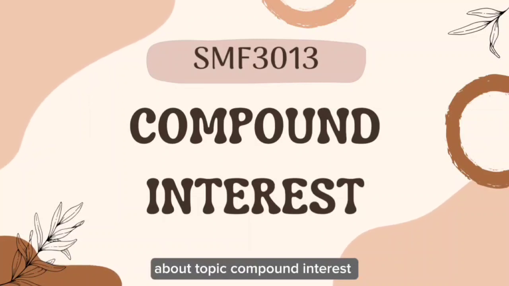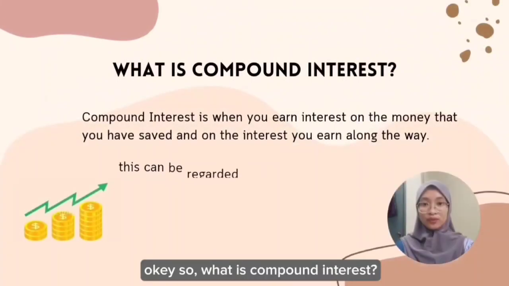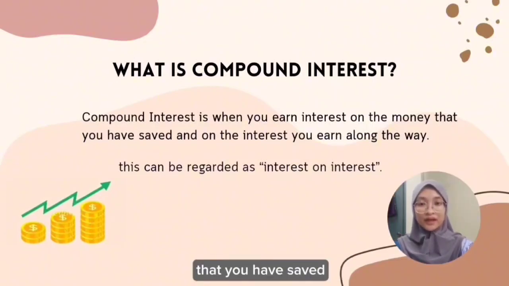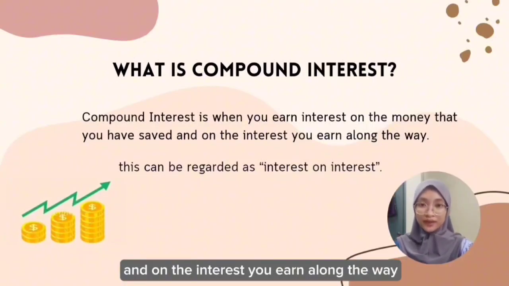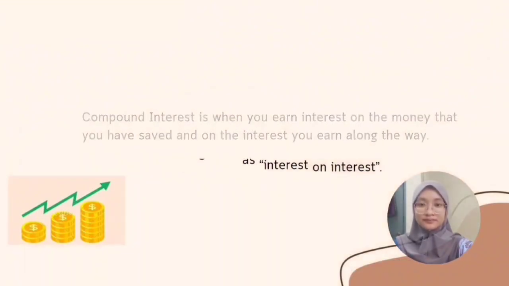Compound interest. Okay, so what is compound interest? Compound interest is when you earn interest on the money that you have saved and on the interest that you earn along the way. Or this can be regarded as interest on interest.